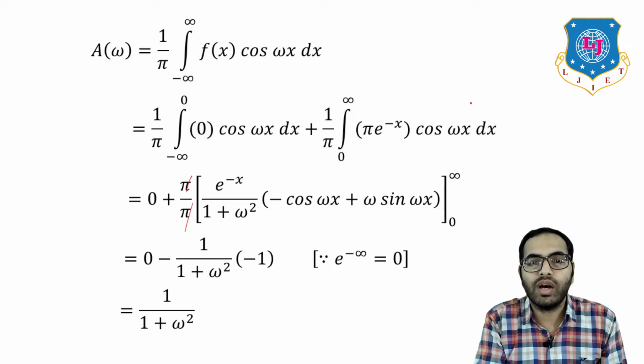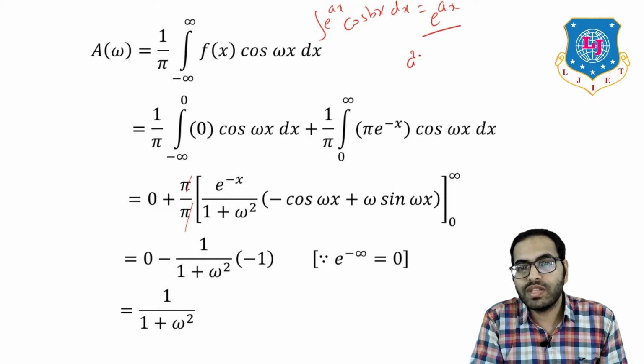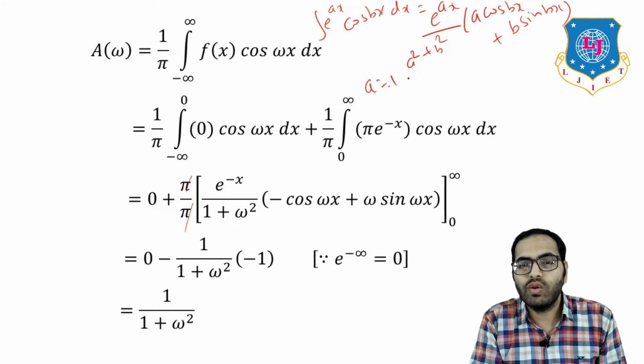Then we have the formula: integral of e raised to ax into cos bx dx is e raised to ax upon a square plus b square, into a cos bx plus b sin bx. In such a formula, the value of a is equal to minus 1 and b is equal to omega.